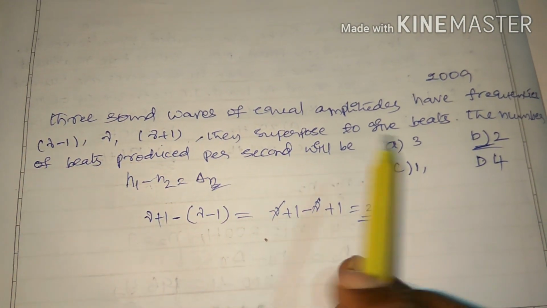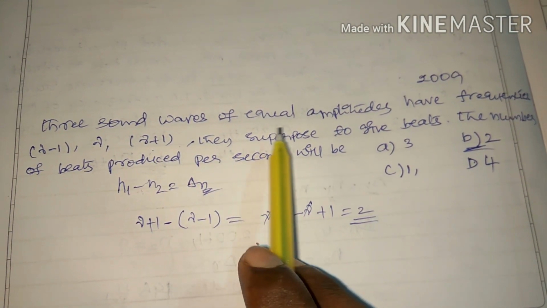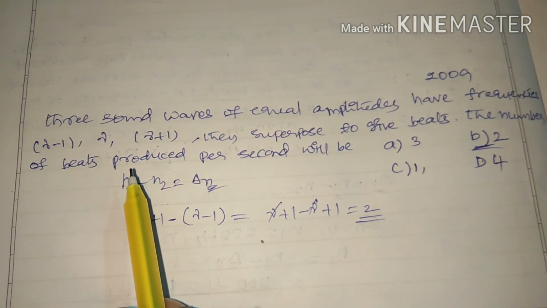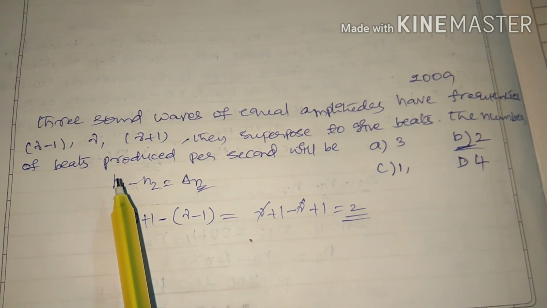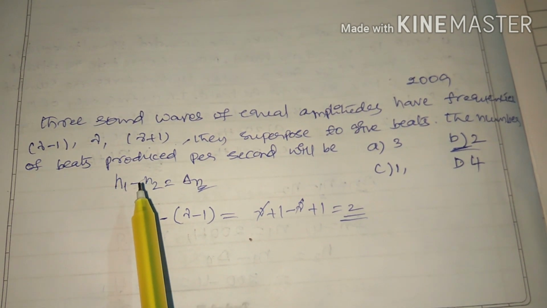Here the last question is a simple question. 3 sound waves of equal amplitudes have frequencies nu minus 1, nu, and nu plus 1. They superpose to give beats. The number of beats produced per second will be?